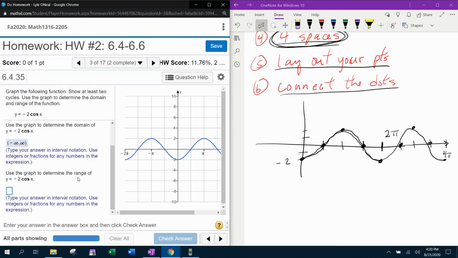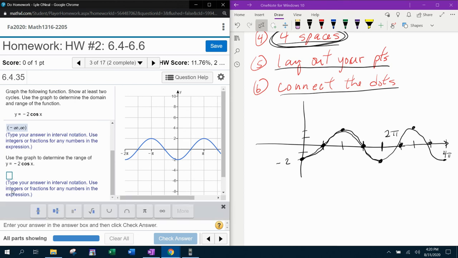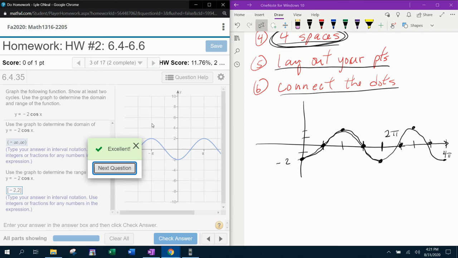And the range is how low the graph goes to how high it goes. So notice that this wave is going to bounce back and forth between negative 2 and 2, and it's never going to go lower than negative 2, and it's never going to go higher than 2. But it does touch at those points. So instead of parentheses, we're going to use brackets. Brackets because it touches at negative 2 and at 2. And so that's the way the range should look. Remember, the range are the y's from low to high. Bam. Man, I hope all that was helpful.